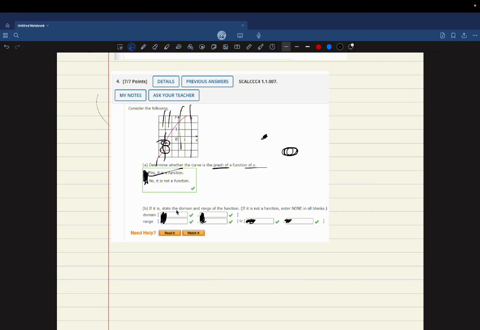Now we need to determine the domain and range, so I'll just clear it. Okay, so to find the domain, it is the possible values on the x-axis, so this axis. It starts from here, and then it ends here. But we cannot write just this point and this point, because we also need to include this one, because this point is not included and this is included.